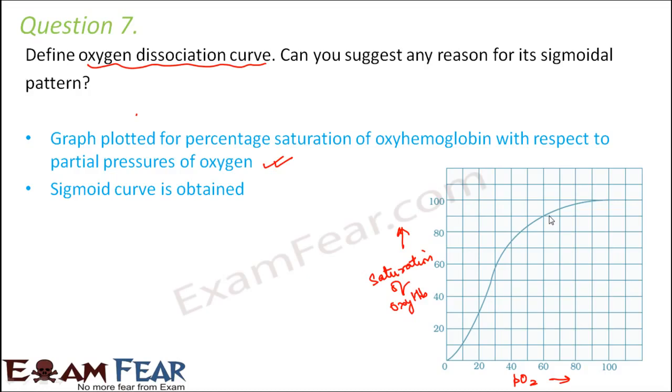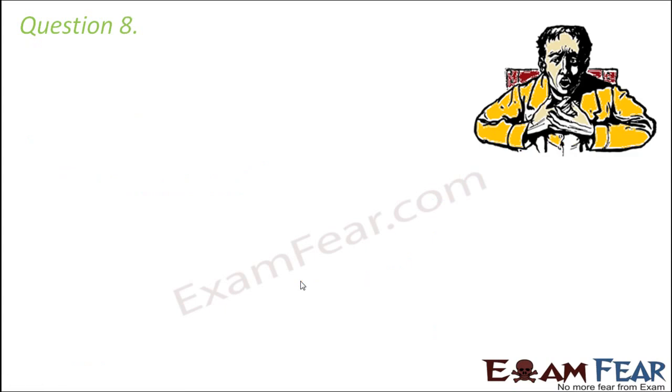And then later, once oxygen binding reaches a maximum level, hemoglobin cannot take up more oxygen molecules. As I said, one molecule of hemoglobin can at the max combine with 4 molecules of oxygen. That is because they have 4 subunits which have iron and which can combine with oxygen. Once that point comes, it reaches saturation, and that is why beyond that it stays at the saturation level. So this is the reason why we get a sigmoid pattern. This kind of shape is called a sigmoid curve, which is obtained for the oxygen dissociation curve.